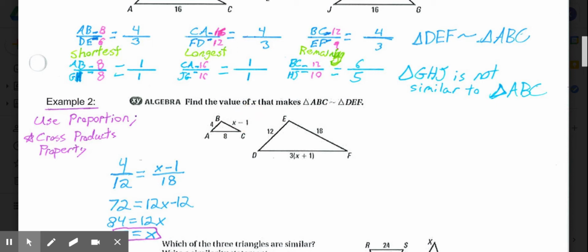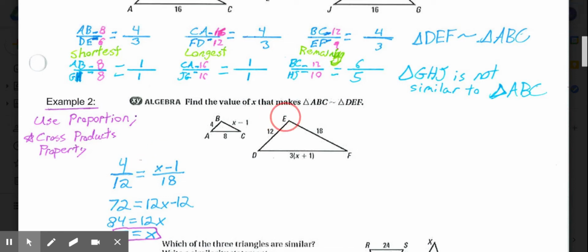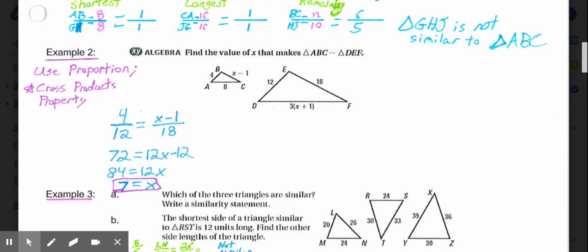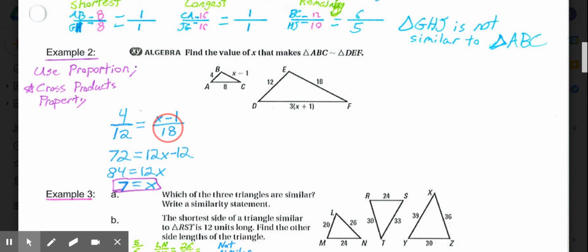I know AB is supposed to correspond with DE. So on one side, I'll do AB over DE, or 4 over 12. Then on the other side, I want to use my side with the x on it, so x minus 1 over 18, corresponding parts. So our proportion is 4 over 12 equals x minus 1 over 18.